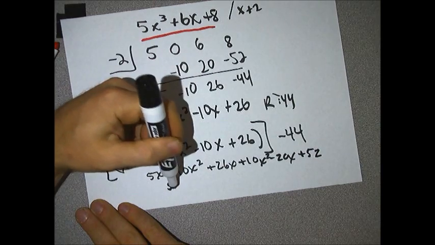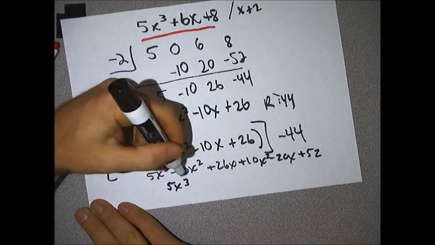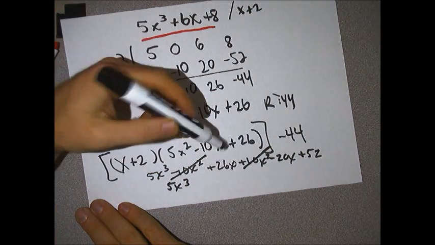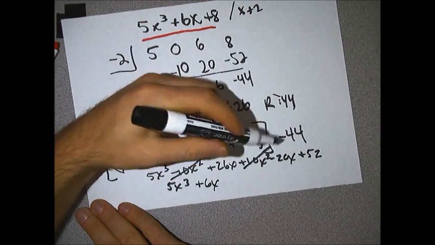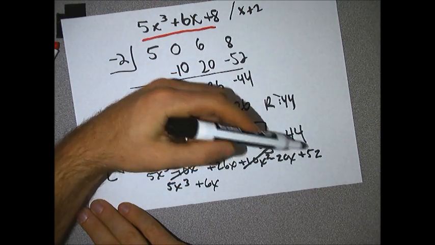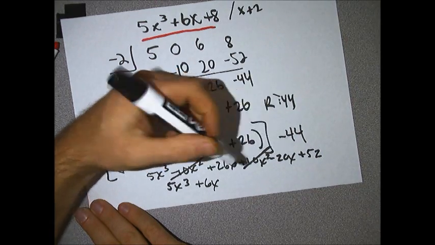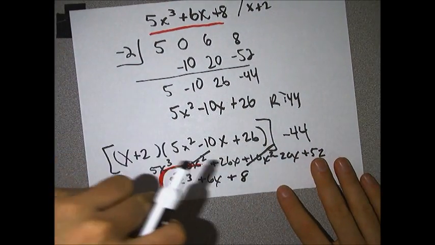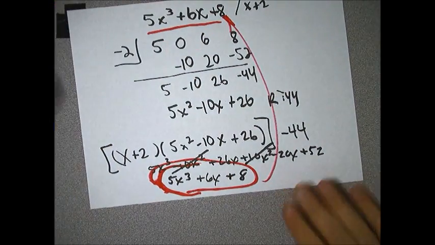So this is 5x to the third. Negative 10x squared and a positive 10x squared cancel, which is good because there was no quadratic term up here to begin with. Plus 26x minus 20x is plus 6x. And then I have plus 52, but remember we're subtracting the remainder, so 52 minus 44 is plus 8. So there's what I got, and that's what I should have got.